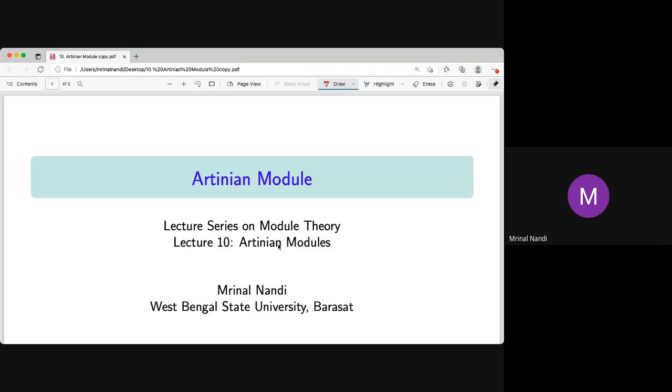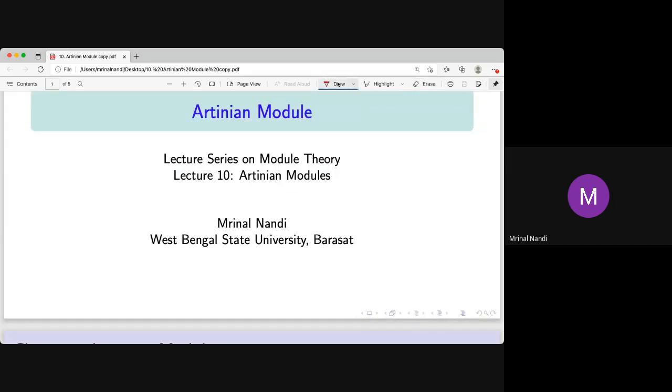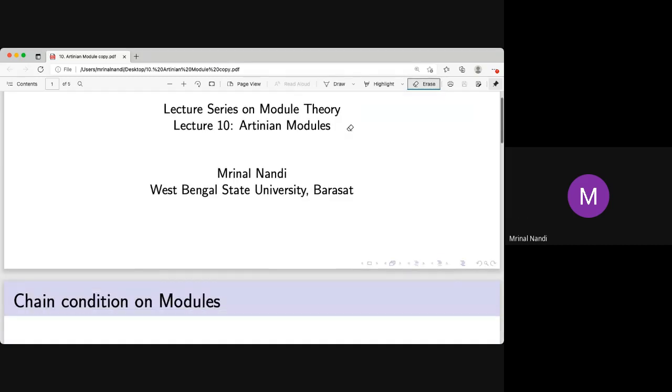So this is lecture 10 on module theory. This lecture is on Artinian modules. In the previous lecture, we discussed different modules, quotient modules, and submodules. Now there's a new concept called chain condition on modules. Depending on whether the chain condition holds or not, we classify a module as an Artinian module or a Noetherian module. So this is on Artinian modules.